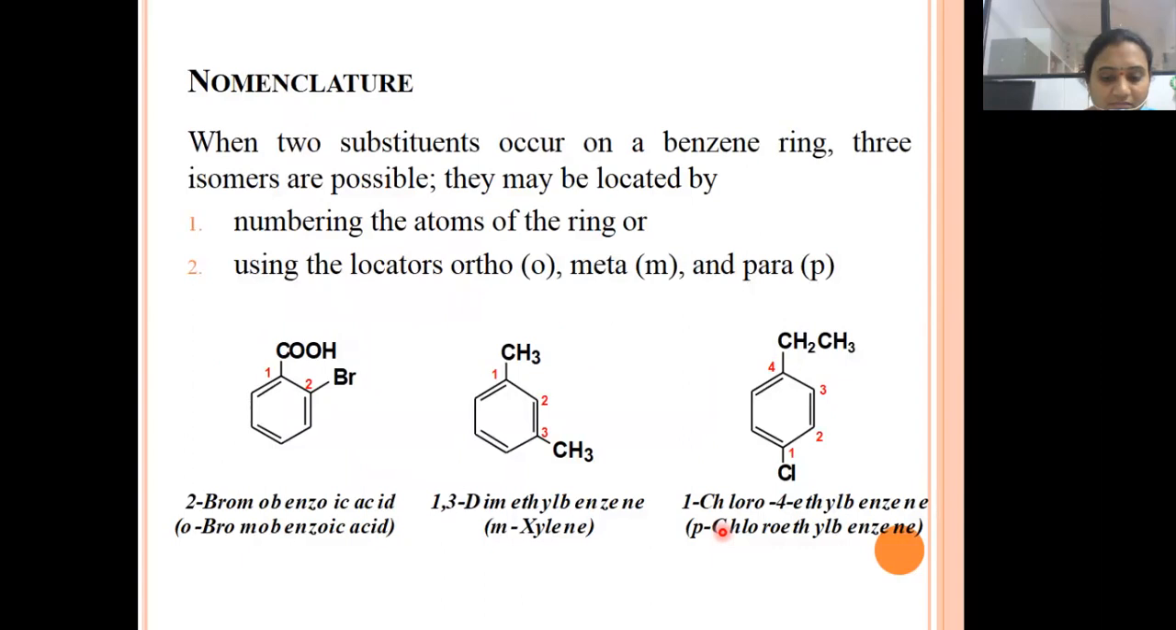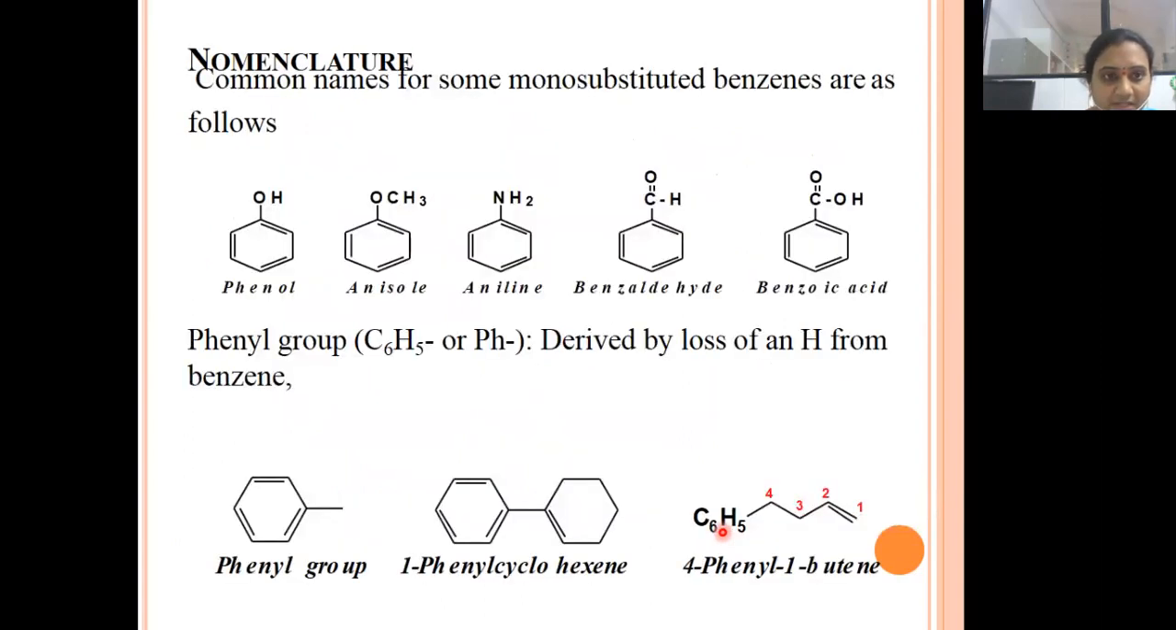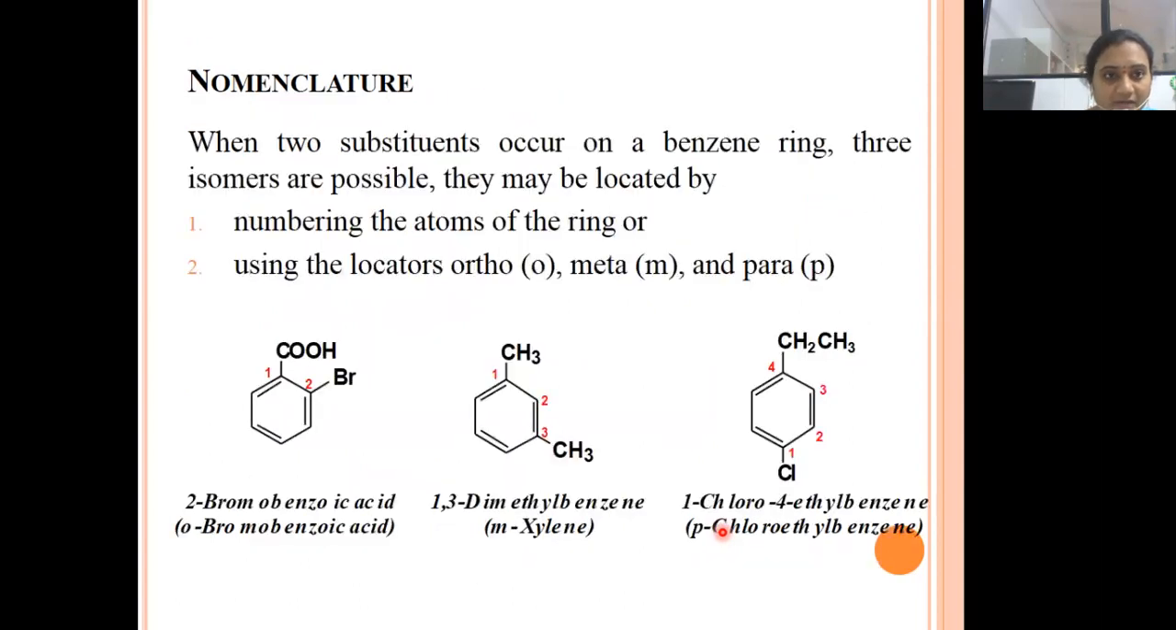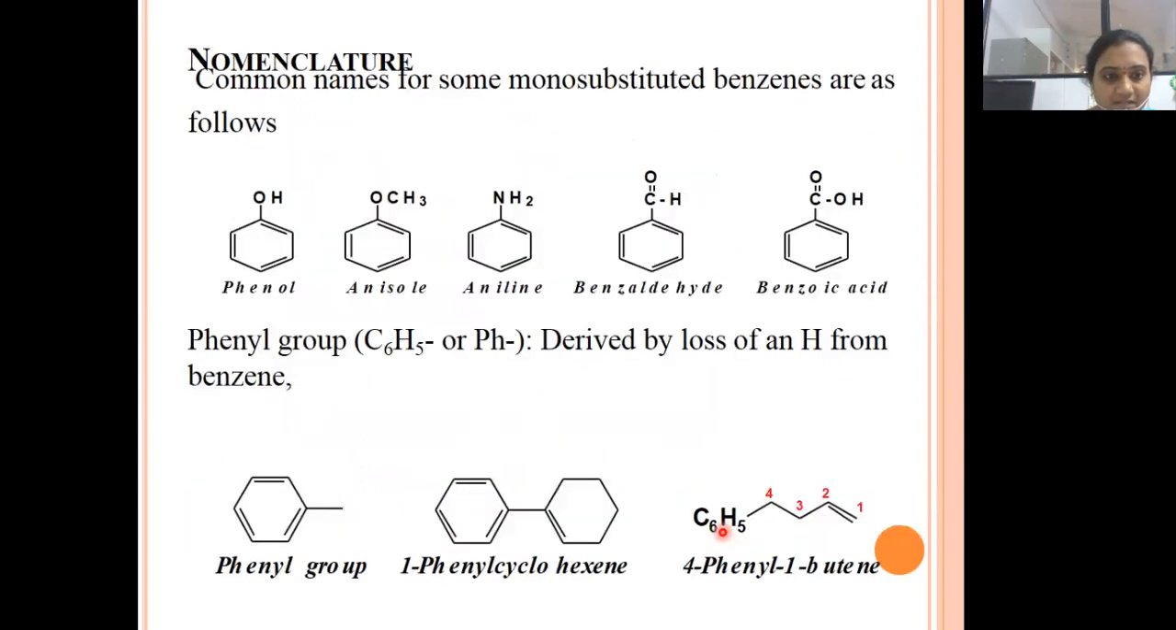So up to this, we finish our nomenclature part of benzene: how we give names for monosubstituted benzenes, and how we use the names in the case of disubstituted benzenes, IUPAC names and common names.